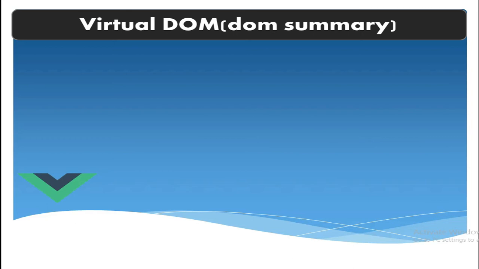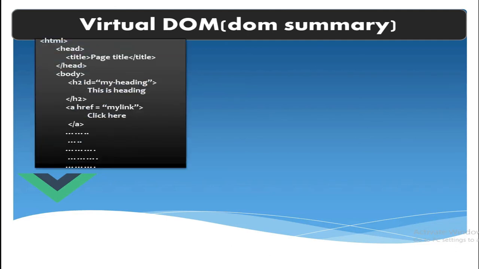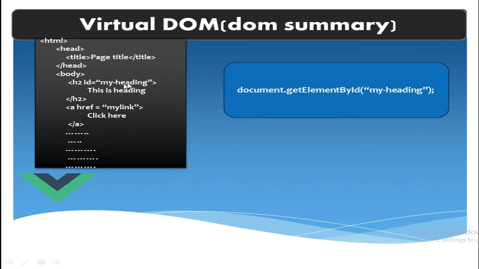Now, what is the purpose of DOM? The main purpose of DOM is that we can programmatically access any elements. We can also change the structure of elements, the style of an element, or even the content of the element. Let's suppose we have HTML markup like this, and we want to access this h2 element of id my heading. By using document.getElementById and providing the id of that h2, we can easily access this h2 element. This is the main advantage of DOM.